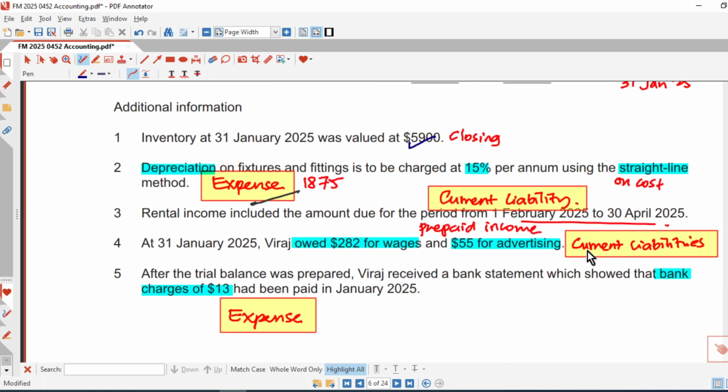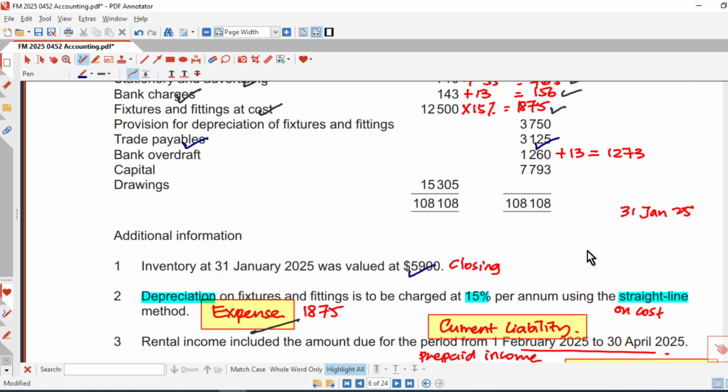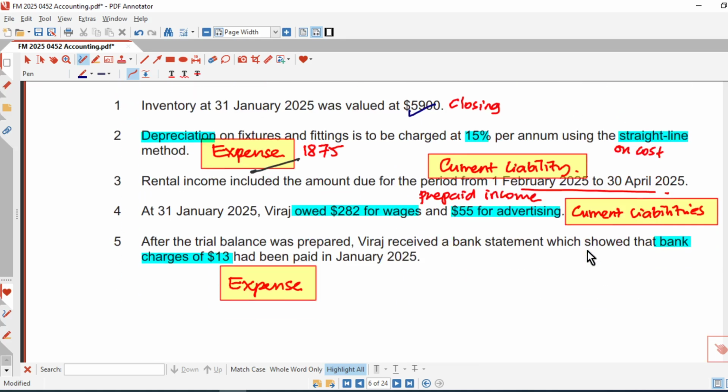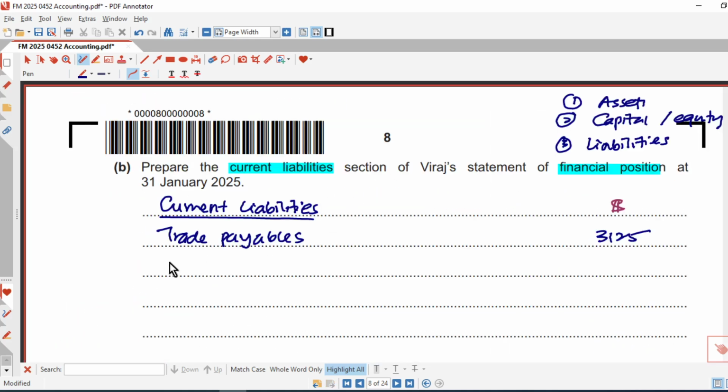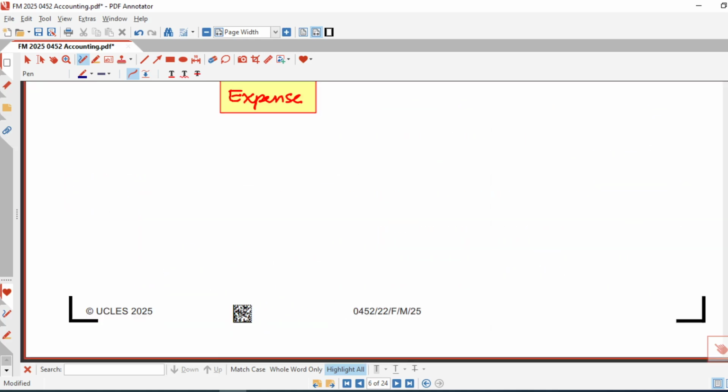So what's the next item besides the bank overdraft here? Yes, we do have a prepaid income, and also some accrued expenses. So we're going to bring that all in. I have my prepaid income as well as my accrued expenses. How much of prepaid rental have I received?